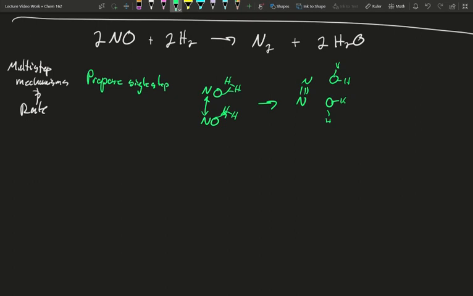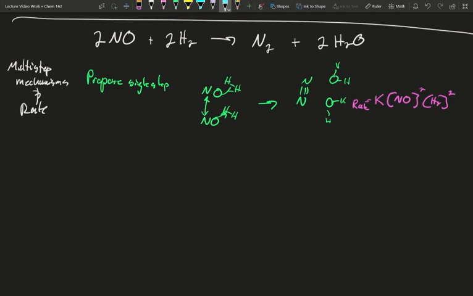But if we did it, my elementary step says that there'd be k times the concentration of NO, but there's two of them, so squared, and H2, but there's two of them, so squared. That would equal my rate. This would be a fourth order reaction, second order with respect to NO, and second with respect to H2.